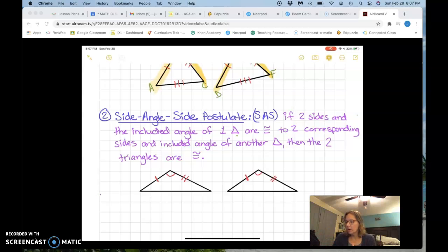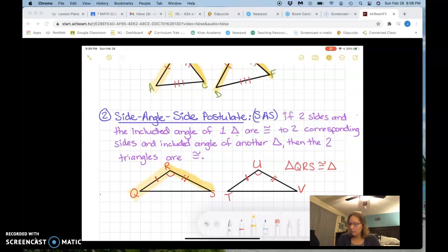All right, and so if we want to write this one, we're going to write it the same way that we did the last one. We want to name our triangles in the way that they are congruent to each other. So if I'm going to start with Q, that means I'm going to go alongside one, reach the angle that they have in common, and then go alongside two. So I'm going to name it triangle QRS is congruent to triangle, and then I'm going to do the same thing on the next triangle. Go along the one side, hit the angle in the middle, and go along the number two side and name it just like that. So TUV.